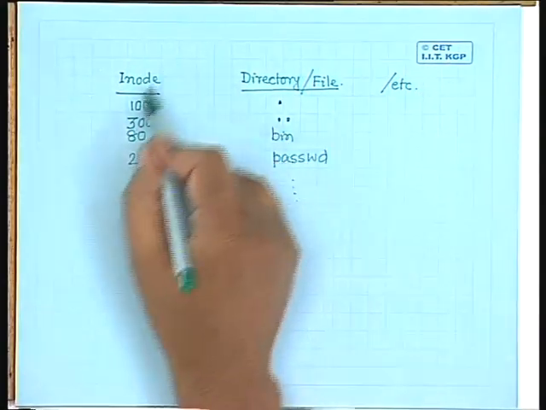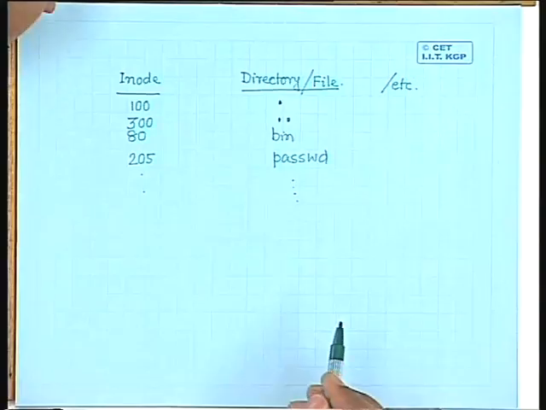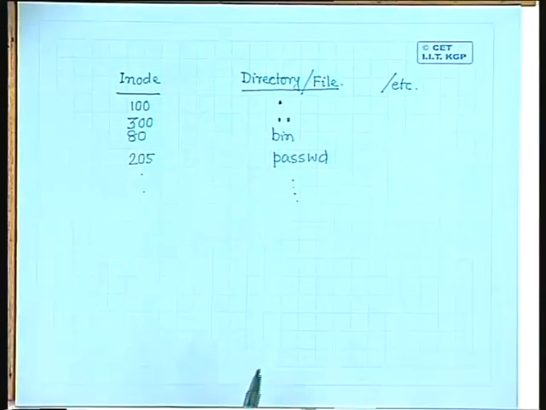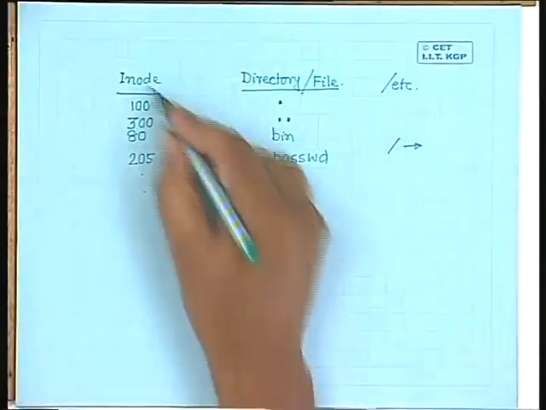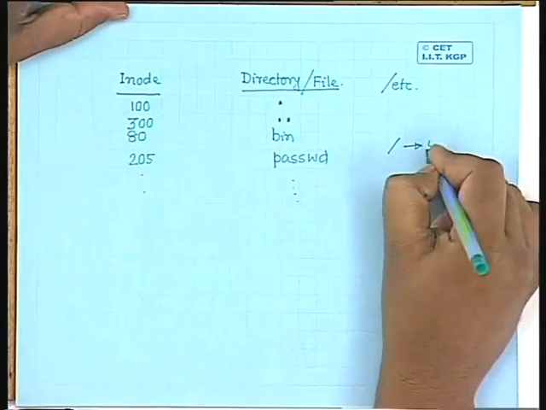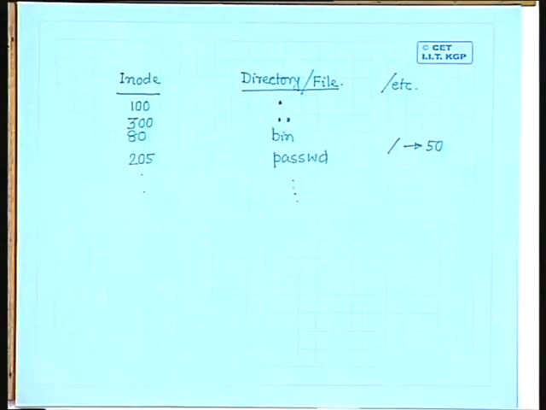Okay. Now, in addition to these directories, there is a root inode, a root directory for every file system. The root directory is also assigned a unique inode number. Suppose the root directory is assigned an inode number, let us say any inode which is not allocated to this, 50.